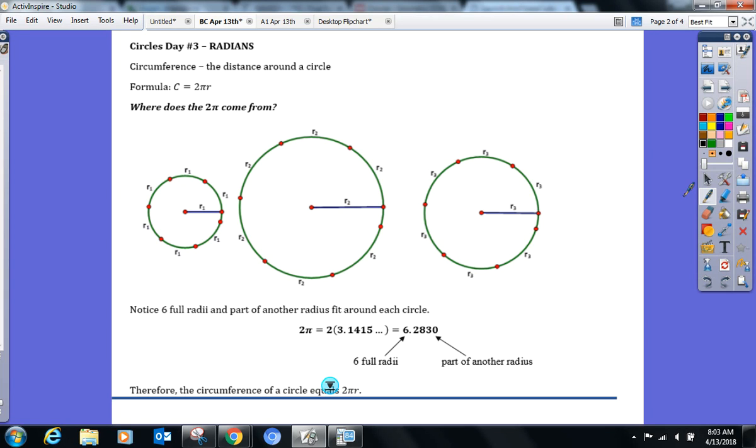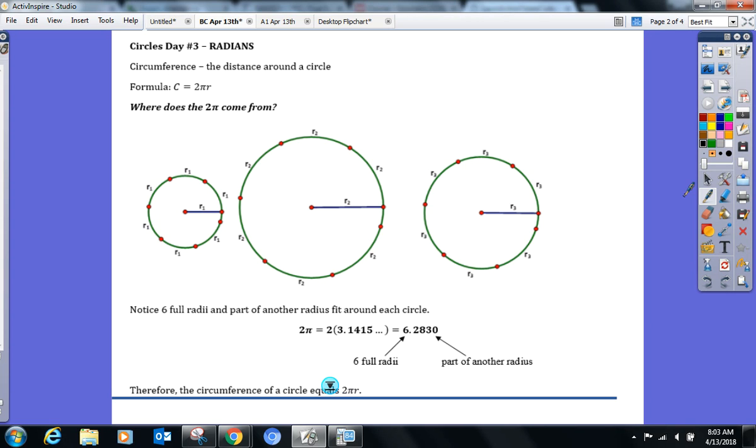Take a look at my big circle up here. I drew in this radius. Here's how many I can fit. Everyone ready? You can count with me if you'd like. 1 radii, 2, 3, 4, 5, 6, and a little more. I couldn't fit a full radii in. All right, so I could do 6 and a little more. 6 and change, I call it.